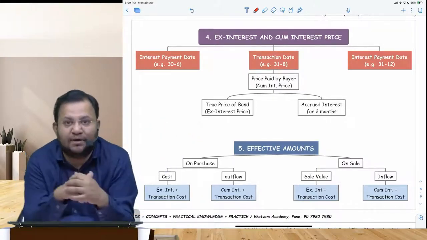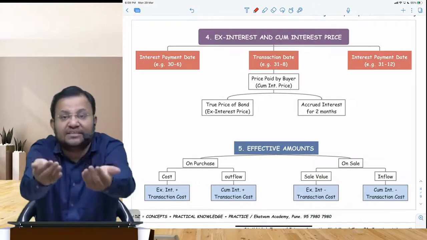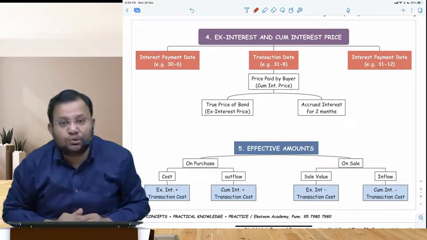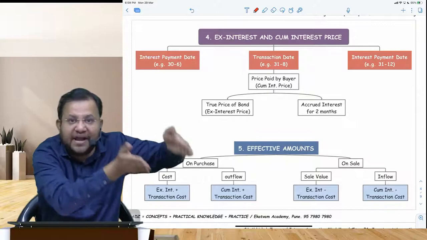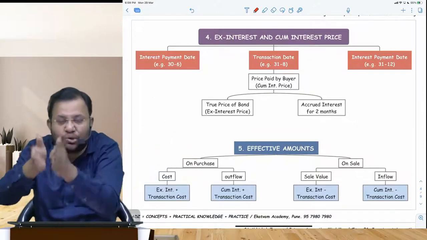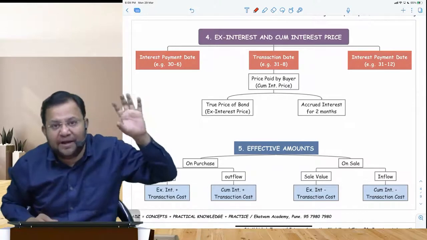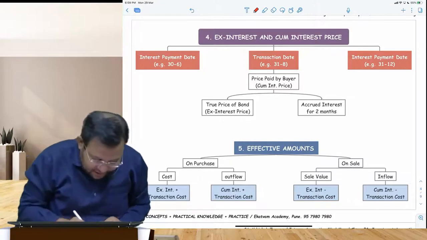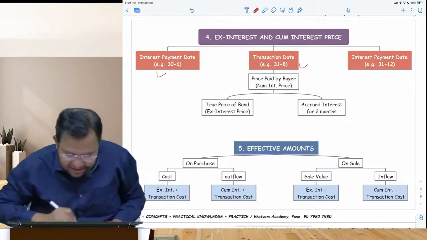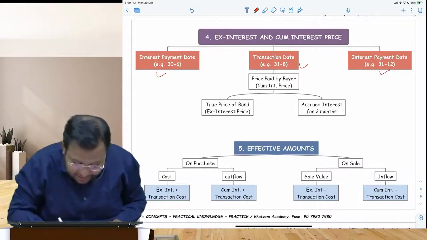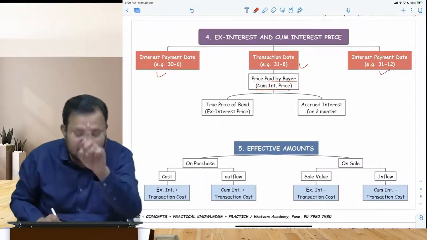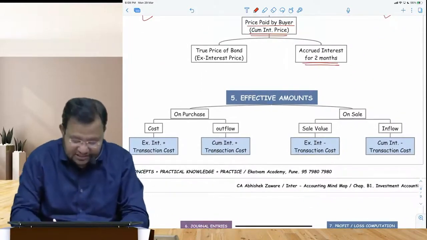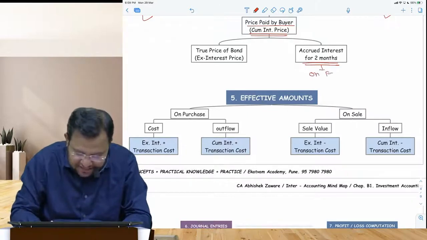But accrued interest paid by him for the 2 months is not his cost. It is going to be reimbursed to him by the company on 31st of December. So we say true cost of debentures is what you paid for debentures, and the 2 months is accrued interest. So while doing accounting, I should debit investment account by the true cost of debentures and interest account for accrued interest. So interest payment date is 30 June, transaction is 31st August, payment date is 31st of December. So the price paid by the buyer will always be cum interest price, which includes the true price of debenture and accrued interest of 2 months. This accrued interest will always be on face value.